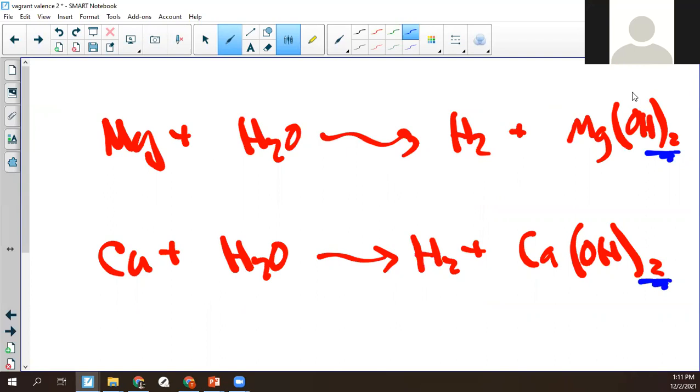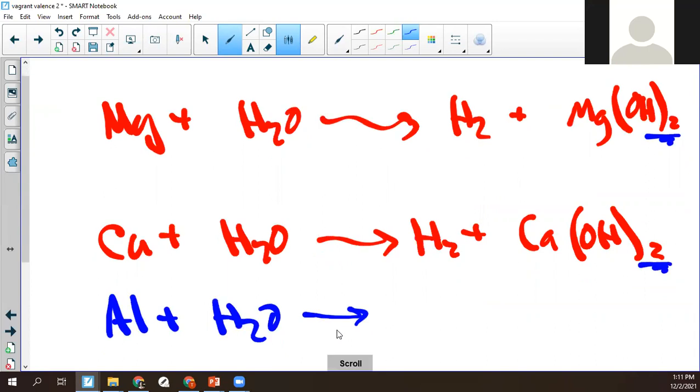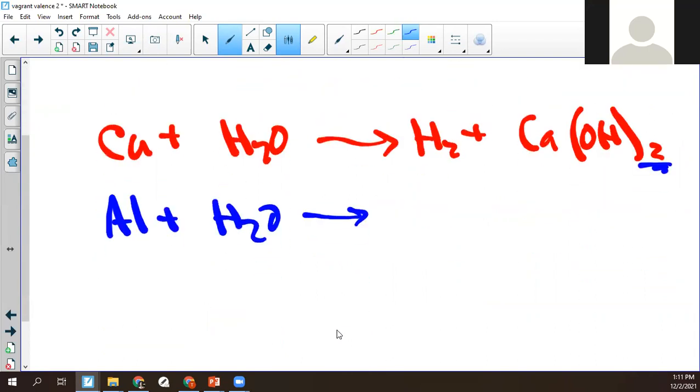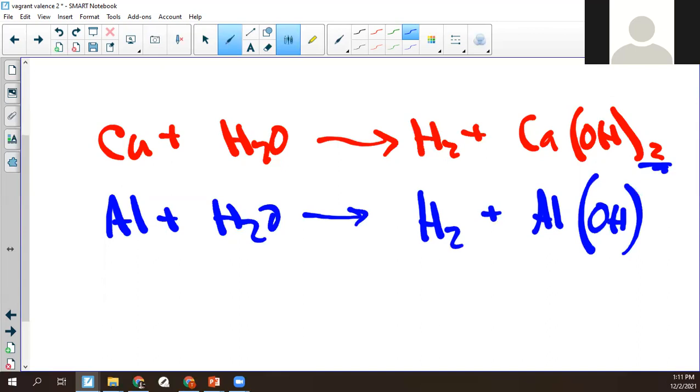Okay, here we go. Not a hard question. If I were to put aluminum in water, and let's pretend it reacted, because it won't, but pretend it did, what do you think it would form? There you go. We have hydrogen gas plus Al(OH)3. That tells you how many of the things are attached to the thing.